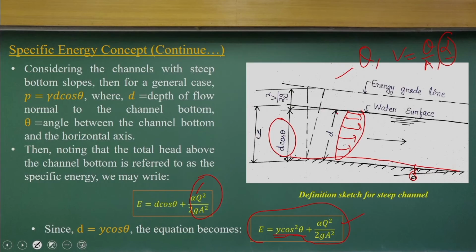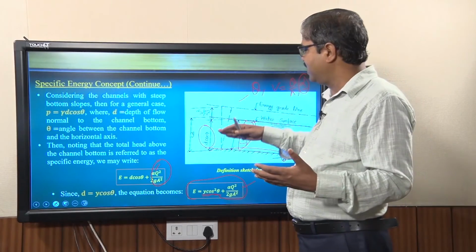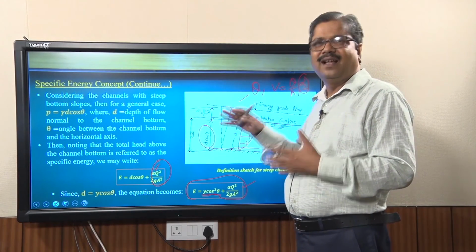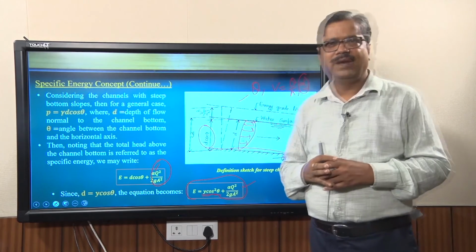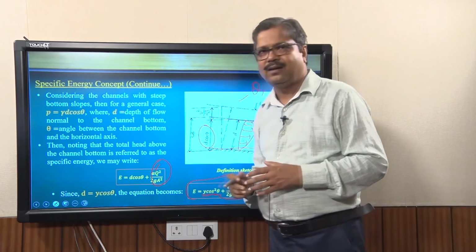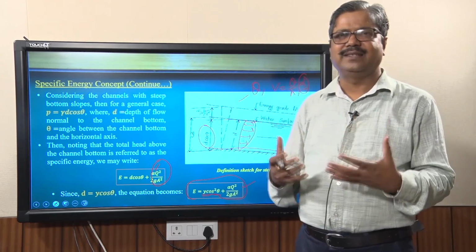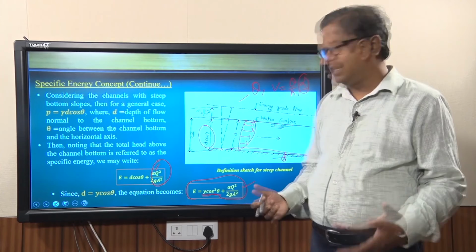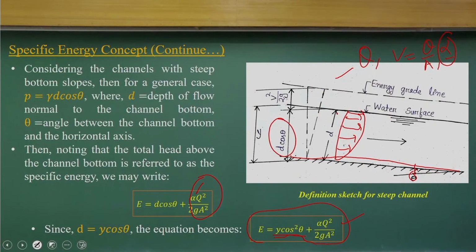It is the specific energy equation for a channel having angle theta and also considering velocity distributions in terms of alpha. The alpha is the kinetic energy correction factor. So, that is what we can write to get this formula.